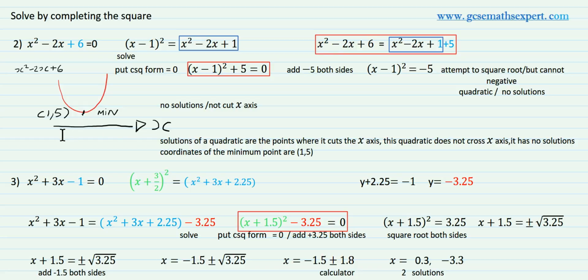You can see this is the x coordinate. It doesn't touch the x-axis, it's above it. The solutions of a quadratic are the points where it cuts the x-axis. This quadratic does not cross the x-axis. Look, it's above the x-axis. Its lowest point is x is 1, y is 5. So the lowest it gets is 5. It has no solutions. The coordinates of the minimum are 1, 5. So this doesn't cross the x-axis. It has no solutions.